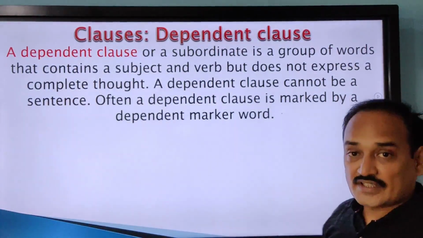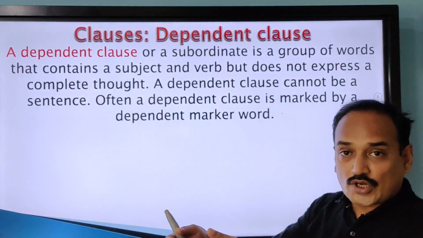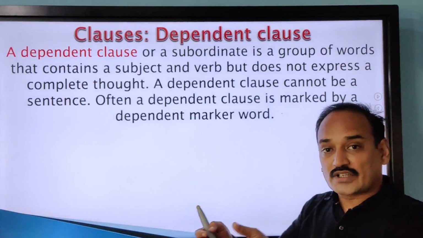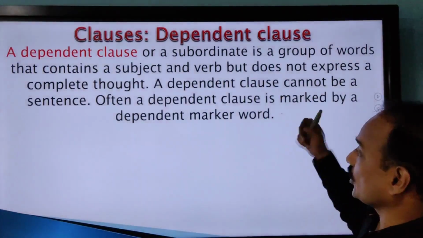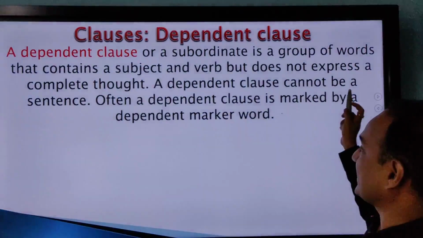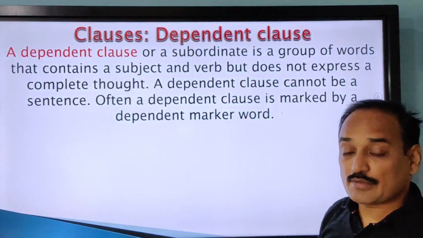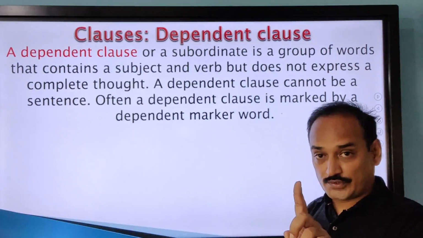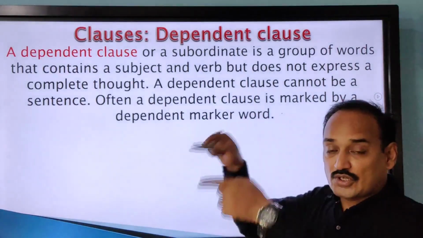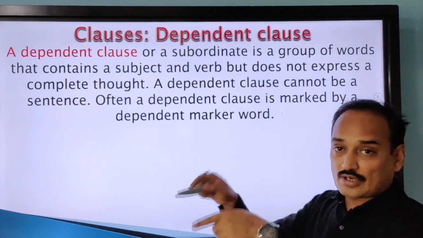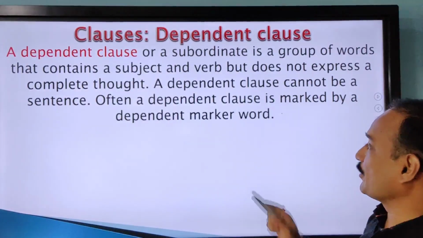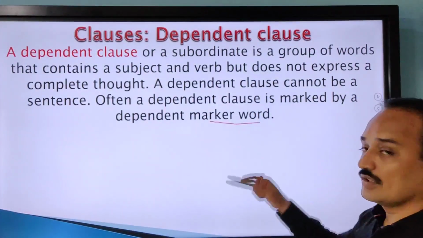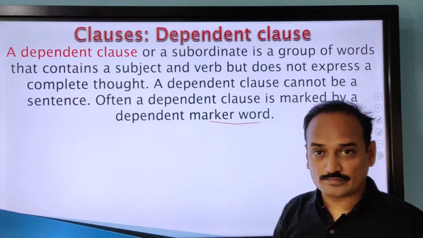Okay. It depends on some other clause to clear the concept, the idea, or the thought. A dependent clause cannot be a sentence. It can't be called a sentence. An independent clause can be a sentence standing alone. But a dependent clause always depends on the independent clause or main clause. So often a dependent clause is marked by a dependent marker word, a conjunction.